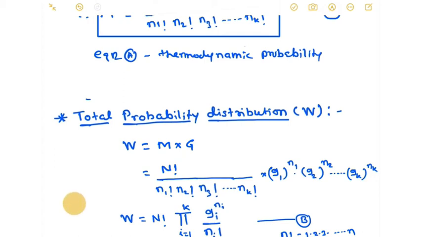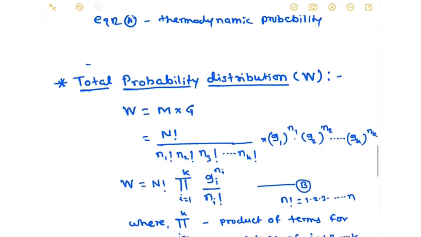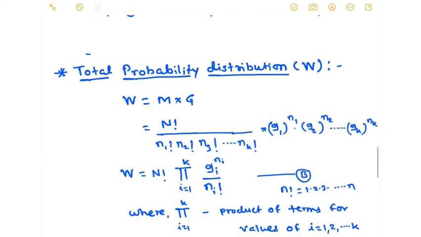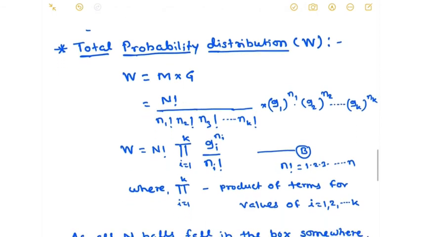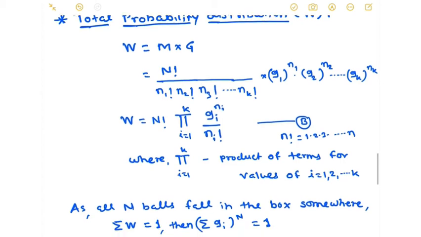Now here we say that if n balls get distributed, this pi product is the product, or multiplicative term, for the values of i equal to 1 to k. Now we see that if all balls fall in a box somewhere, then what is its total probability? You know that total probability is always equal to 1.